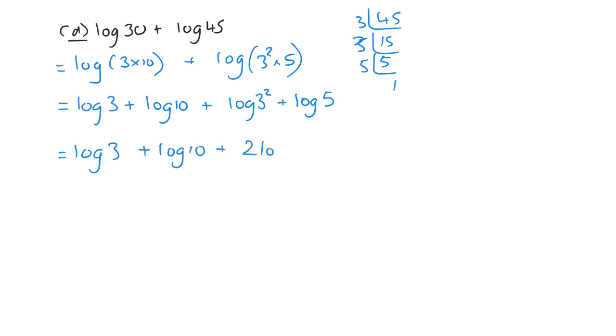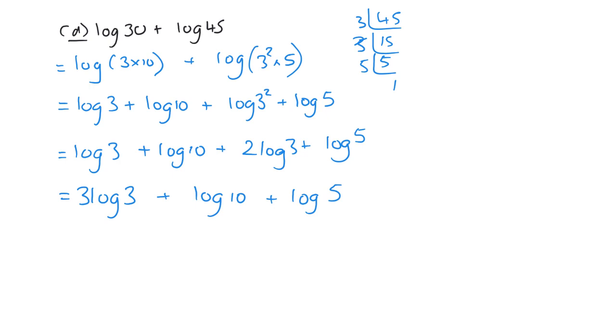So then 2 log 3 plus log 5. Now we've got 1 log 3 plus 2 log 3, so we've got 3 log 3s plus your log 10 plus your log 5. So log 3 was a, that's straightforward enough. The log of 10 to the base 10, so the log of anything to the same base, remember, is 1. And then the log of 5 is b.